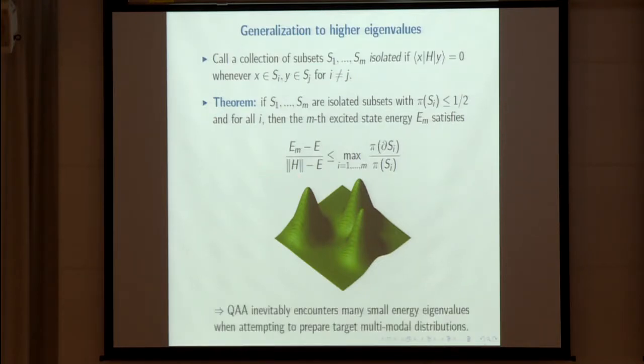So what this is saying is that if you have a target multimodal distribution, then you're going to say here's S1, here's S2, here's S3, and you're inevitably going to have at least 3 small eigenvalues when you attempt to prepare this kind of distribution. It doesn't matter if you're stochastic or non-stochastic. It doesn't depend on anything except the range of the couplings in your Hamiltonian.